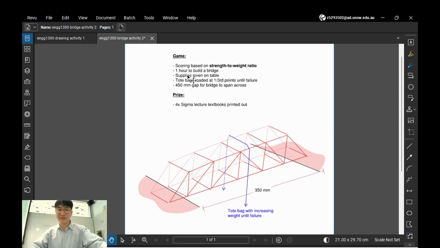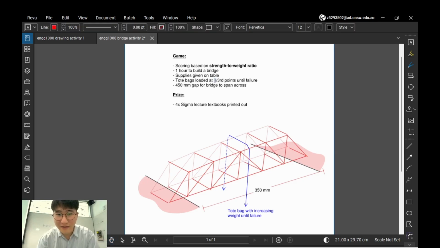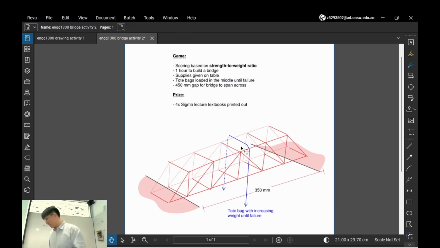We've got supplies that are given to you. And the tote bag will be loaded in the middle until failure. So it's basically what you can see here. On the bridge, I'll slap this tote bag over, and we're going to chuck weight into the tote bag, and it weighs down your structure. It's looped around your bridge. Okay.